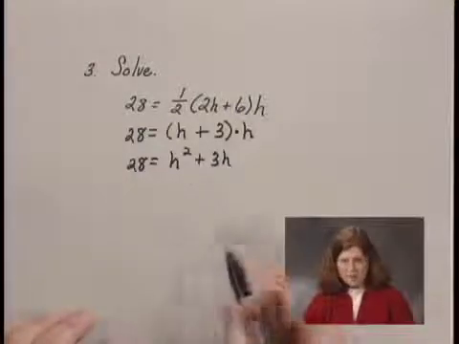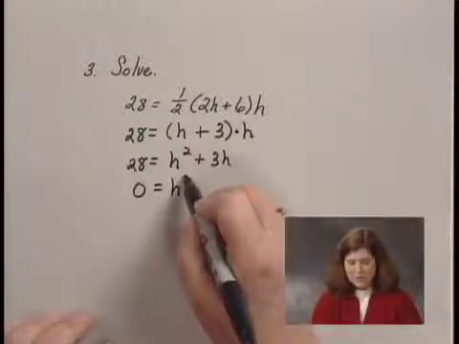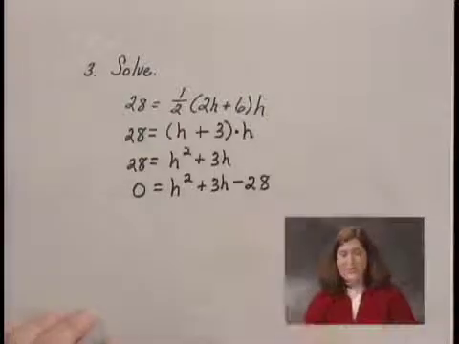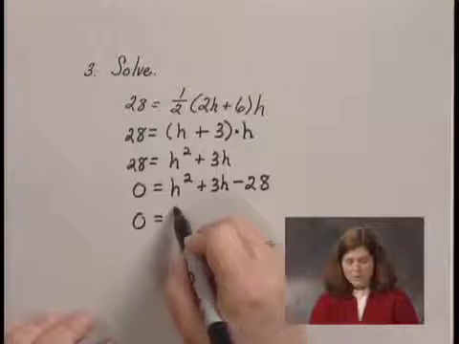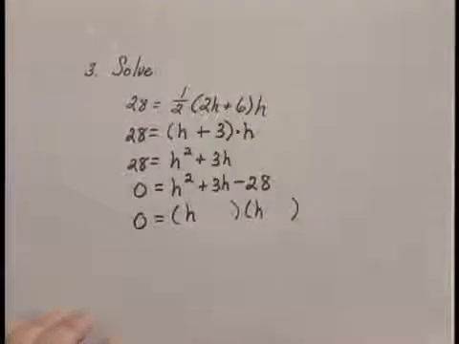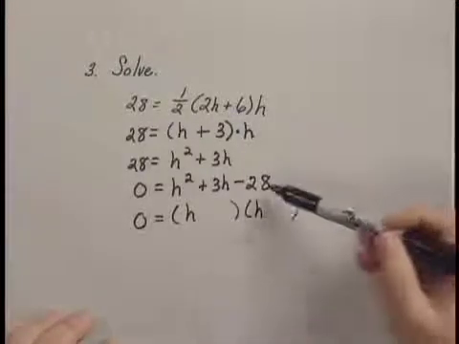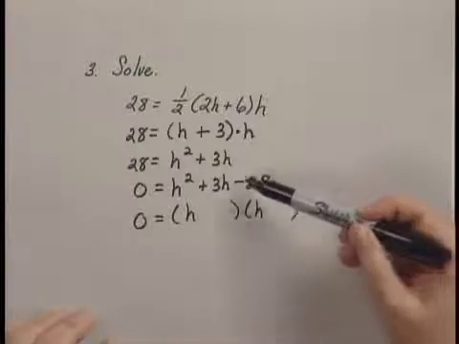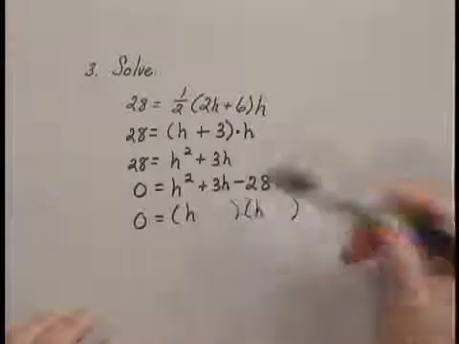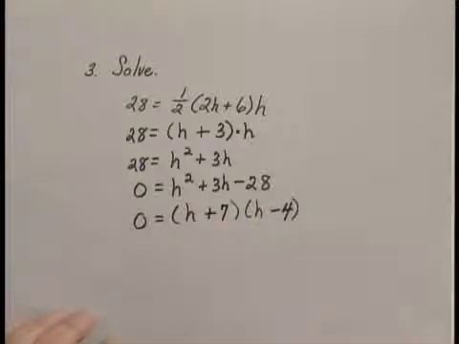And I subtract 28 from both sides. I want to get 0 on one side of the equation. 0 equals h squared plus 3h minus 28. And then I factor. 0 equals h is going to be the first term in both binomial factors. My second terms will be found by considering numbers whose product is negative 28 and whose sum is 3. That would be 7 and negative 4. So I have plus 7 minus 4.